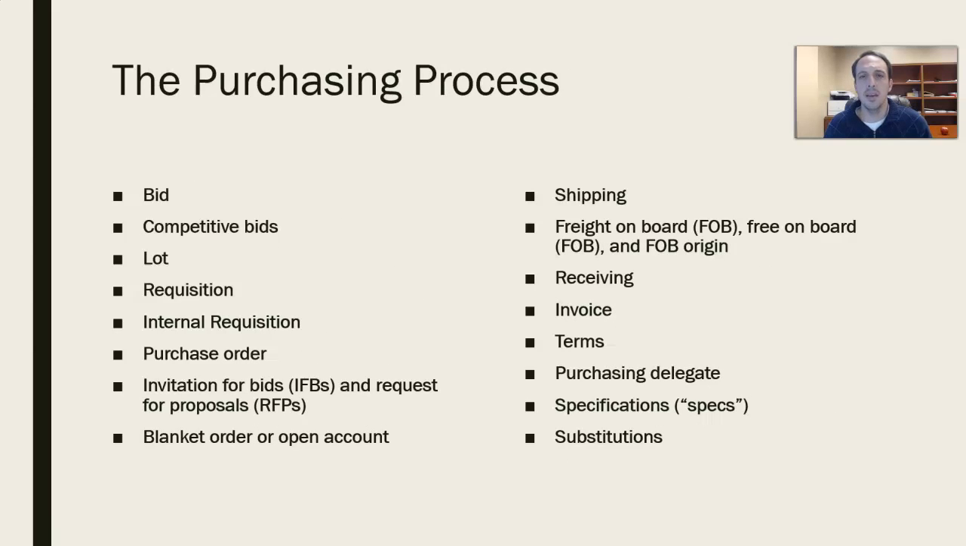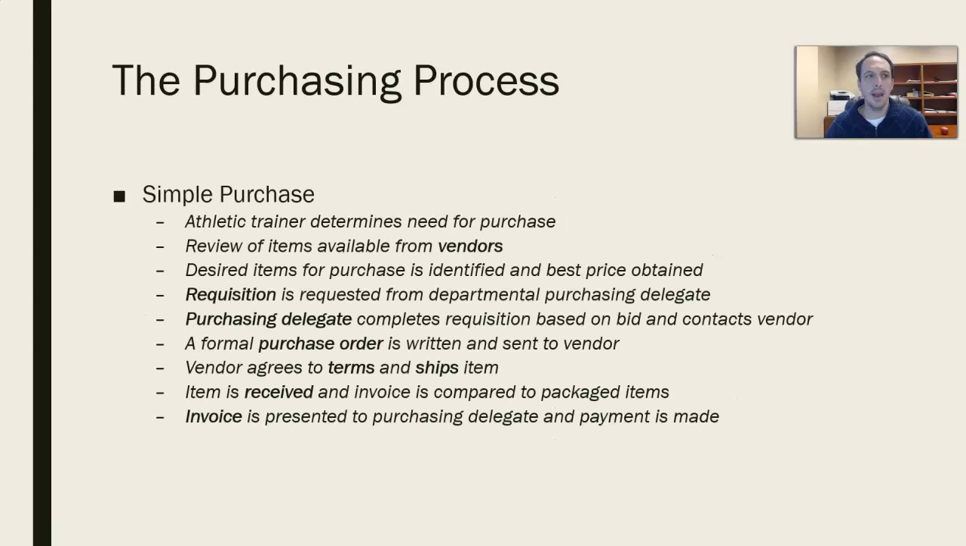So I mentioned the individual aspect of that and mentioned this idea of bids and competitive bids. These are all terms that are important for you to know in this process. Basically, when you look at this process, you can have a simple purchase, which is where you review the items from the different vendors and you purchase them. You get a purchase order, which is basically a promise to pay for the things. You agree to the terms, the vendor ships the items, you receive them, and you pay the invoice.